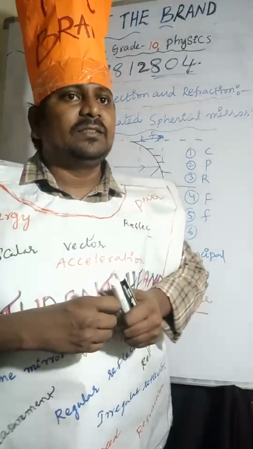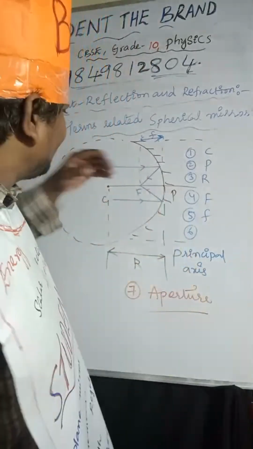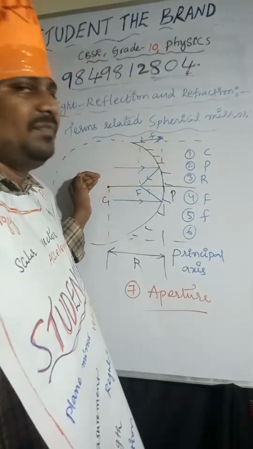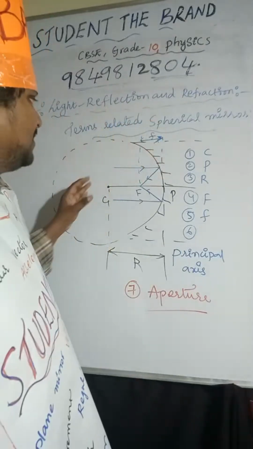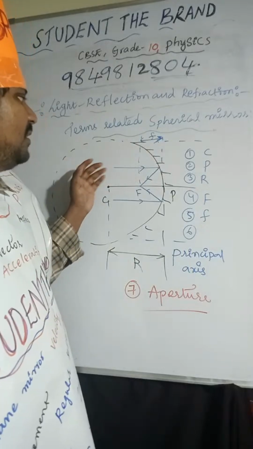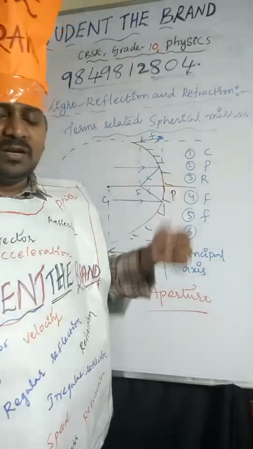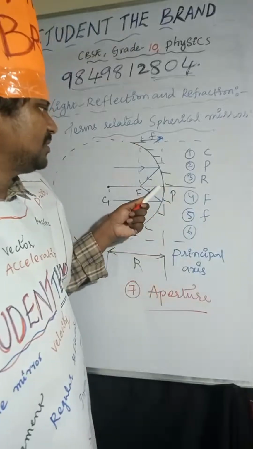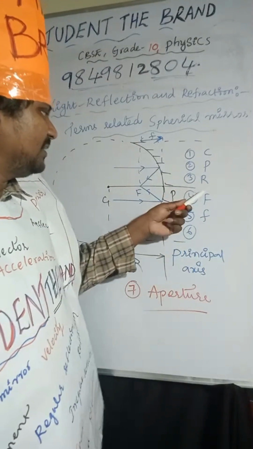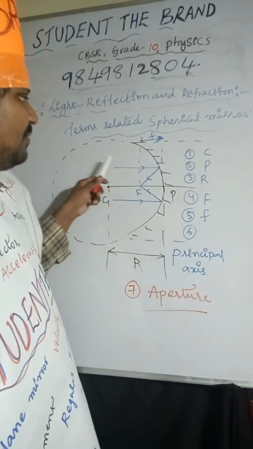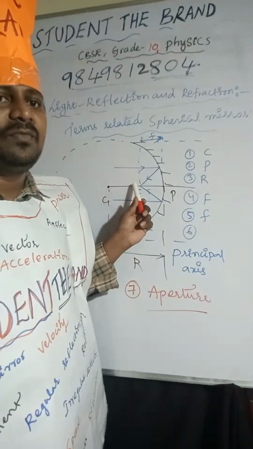So once again, check what the things are here. Center of the imaginary sphere in which the mirror is a part. Midpoint of the mirror is called pole. The distance between center of curvature and pole is called radius of curvature. And after reflection, all light rays are meeting at one point.